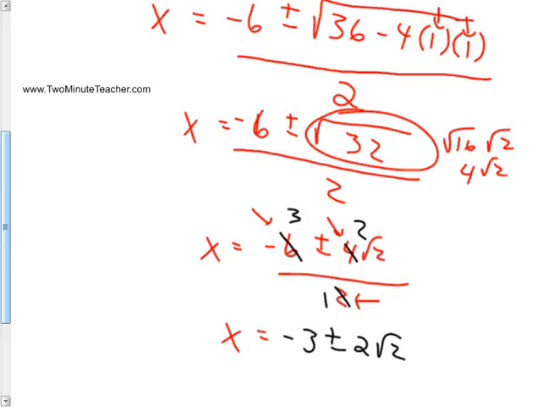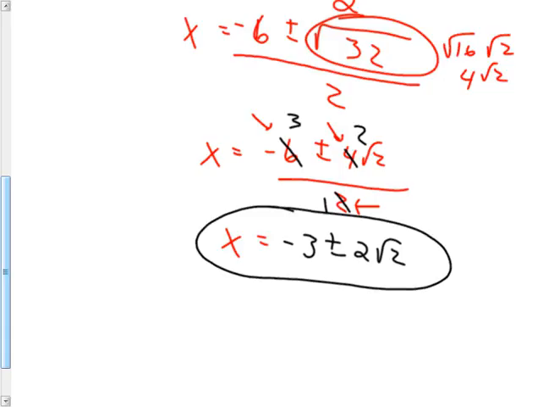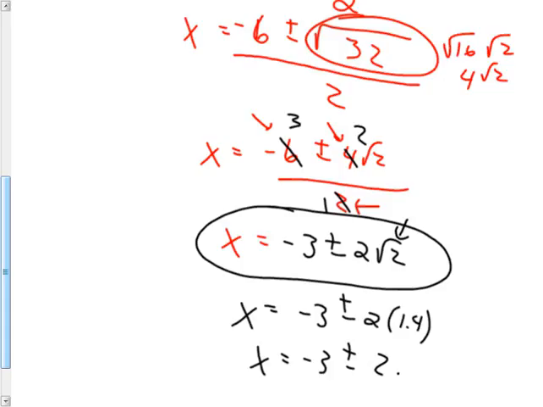All right, and now, if I remember correctly, the square root of 2 is about 1.4. So if I want to get a decimal for it, I can proceed. But this is the answer in simplest radical form. It is the roots, the zeros, the x-intercepts. They just aren't decimals yet because I haven't figured out what the square root of 2 is. So I'm going to continue as if I wanted the decimal answers. Negative 3 plus and minus 2 times 1.4, which means x equals negative 3 plus and minus 2.8.